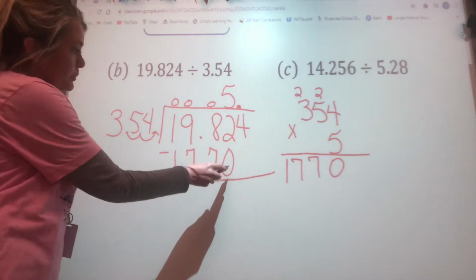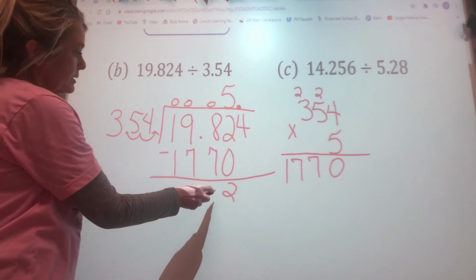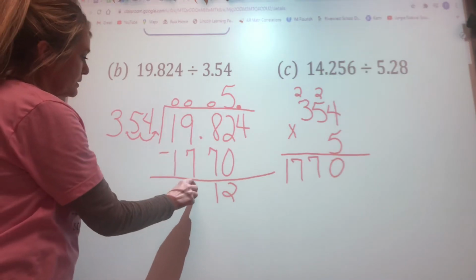So I have 2 minus 0 is 2. 8 minus 7 is 1. 9 minus 7 is 2.